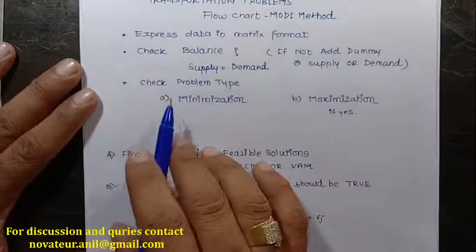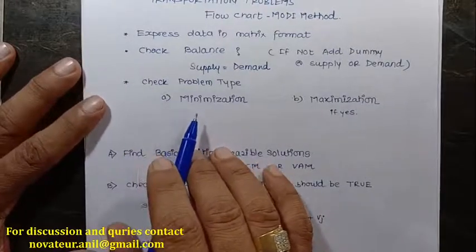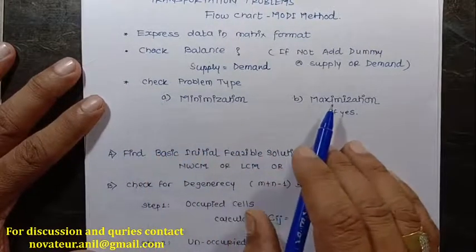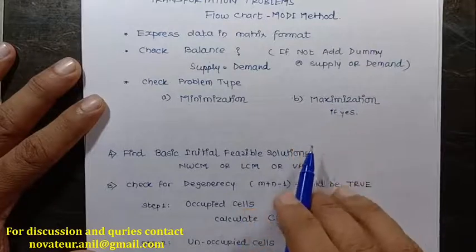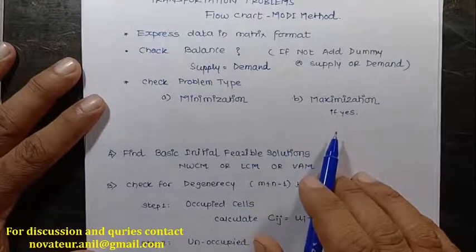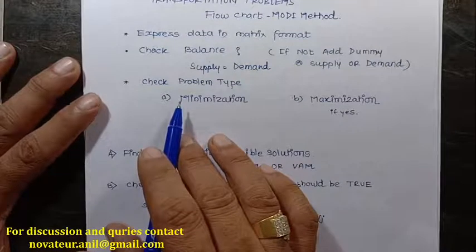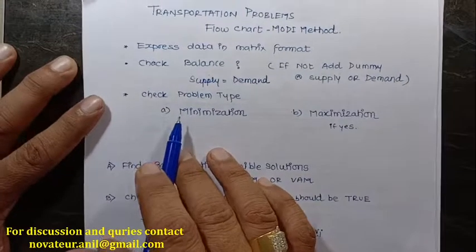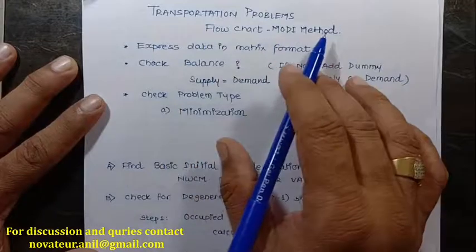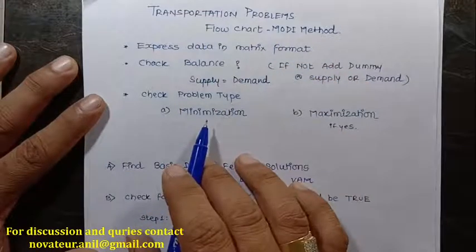Third, you need to check whether the problem asks for the minimization of cost or the maximization of profit. What is to be done for the maximization of profit? Again, check my other lectures. Today we are going to see the transportation problem using the Modi method with a minimization problem. So here the problem is given.